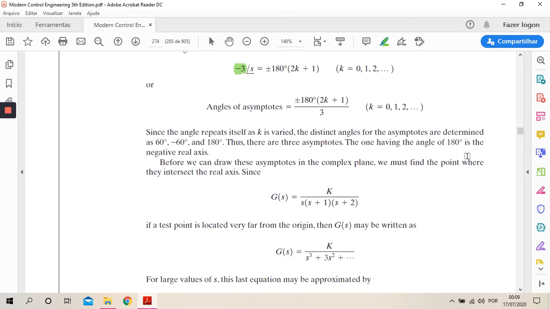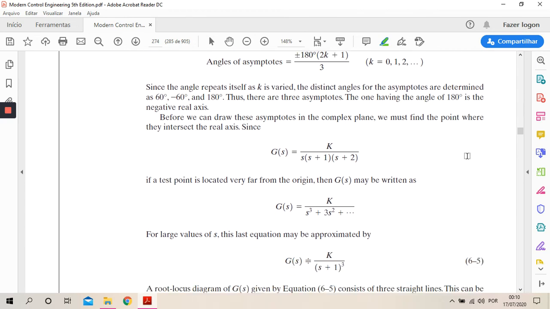And since the angles repeat themselves as k is varied, the distinct angles for the asymptotes are determined as 60 degrees, negative 60 degrees, and 180 degrees. Thus, there are three asymptotes. The one having the angle of 180 degrees is the negative real axis.